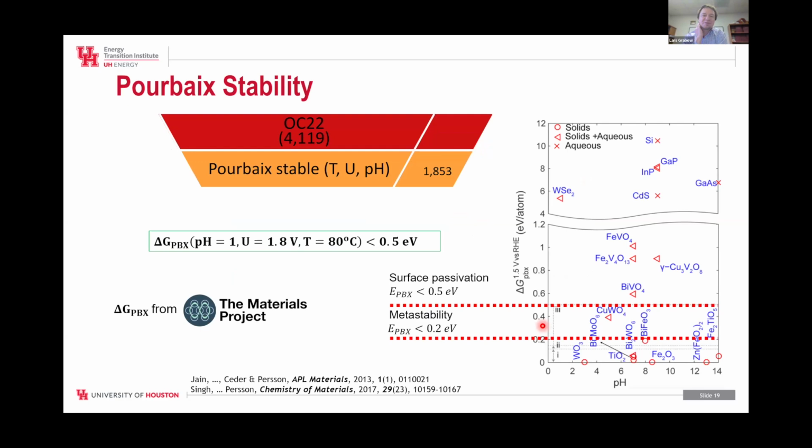Now, for each of these materials, we need to make sure that they actually survive in the conditions that are encountered in this electrochemical environment.